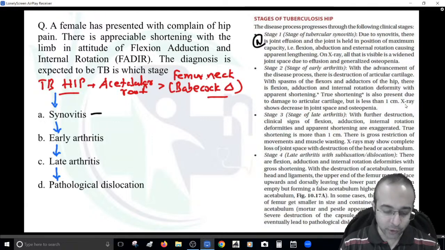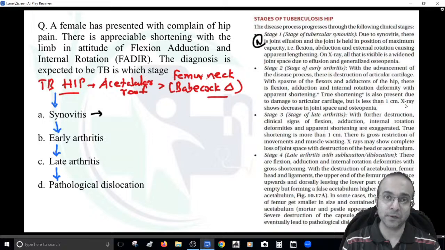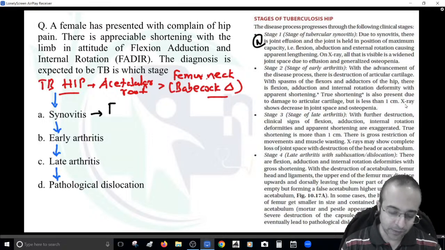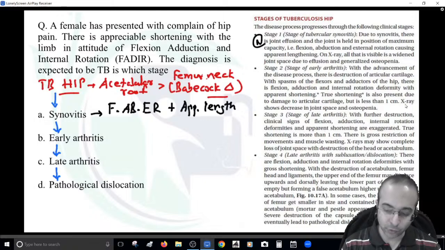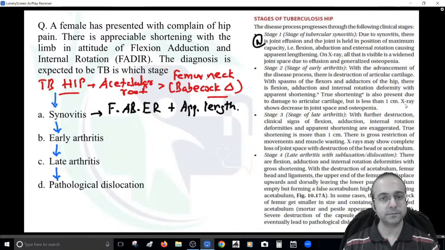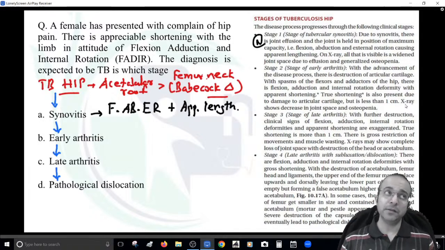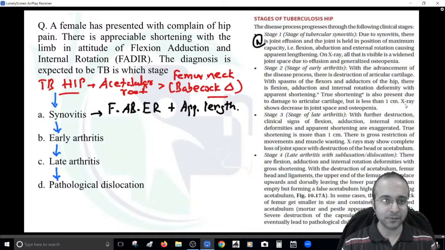So when it is synovitis, you need space because there's inflammation, there's collection. So maximum space is there in this position: flexion, abduction, external rotation. And then because of soft tissue lengthening, in this stage there could be apparent lengthening. Apparent means the lengthening is not real, the bone is not longer than the other, it is simply because of stretching and adjustment of the tissues.